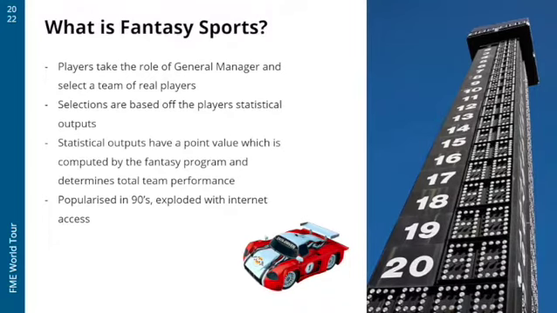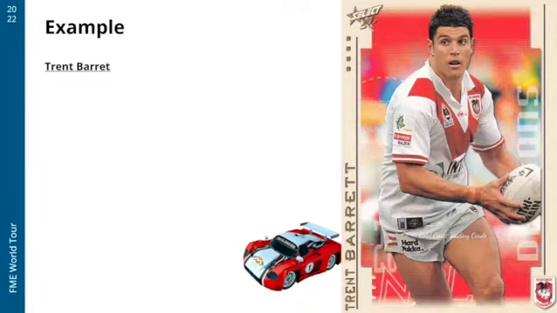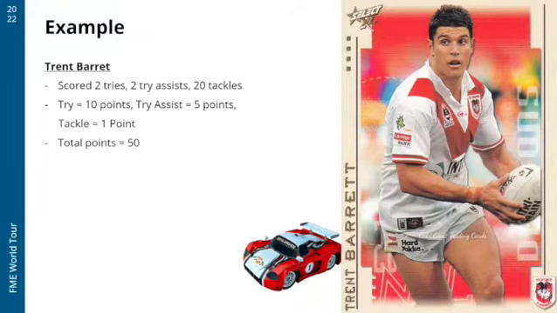It was popularized in the 90s. A lot of people used to do it kind of off the books and manually, but with the internet, its access has exploded. A good example of this is, say, you're watching back in the day when Trent Barrett was playing for the Dragons. Maybe he scored 2 tries, got 2 try assists, and made 20 tackles that day. If you looked off a scoring structure like this, he would have had 50 points.